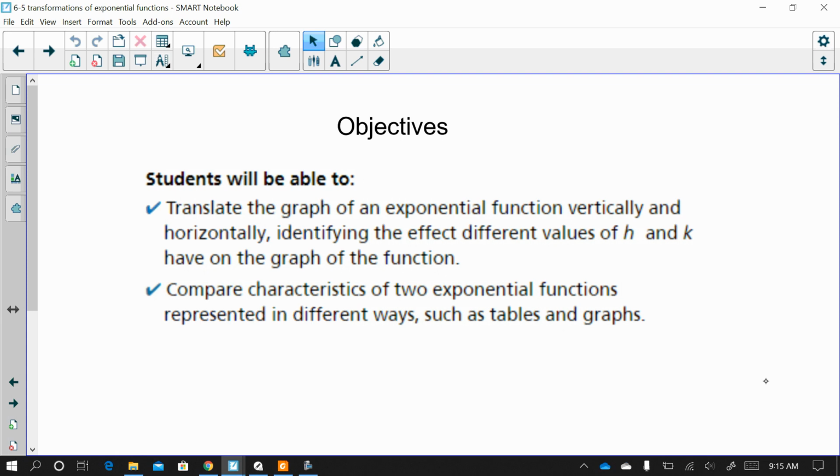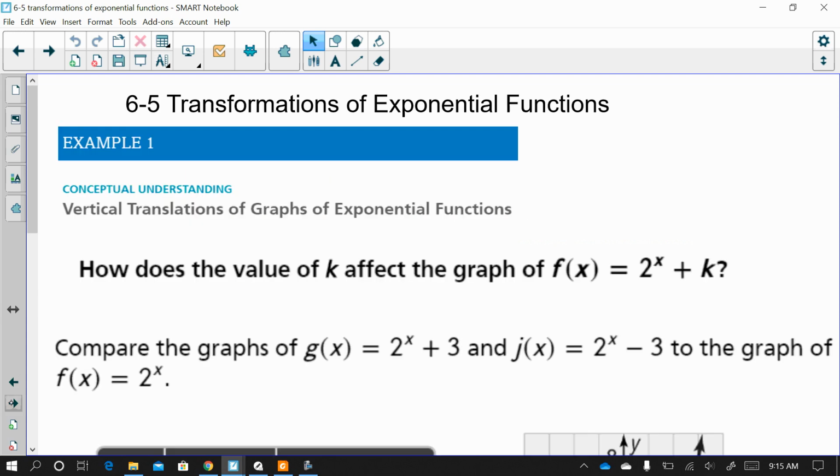Okay, so today we're going to translate the graph of an exponential function vertically and horizontally. We're going to be looking at what h and k do to our graphs. We're also going to compare characteristics of two exponential functions represented in different ways. We might look at exponential functions in tables, we might look at them in graphs. So here we go, 6-5, transformations of exponential functions. And again, this is our last section in chapter 6.